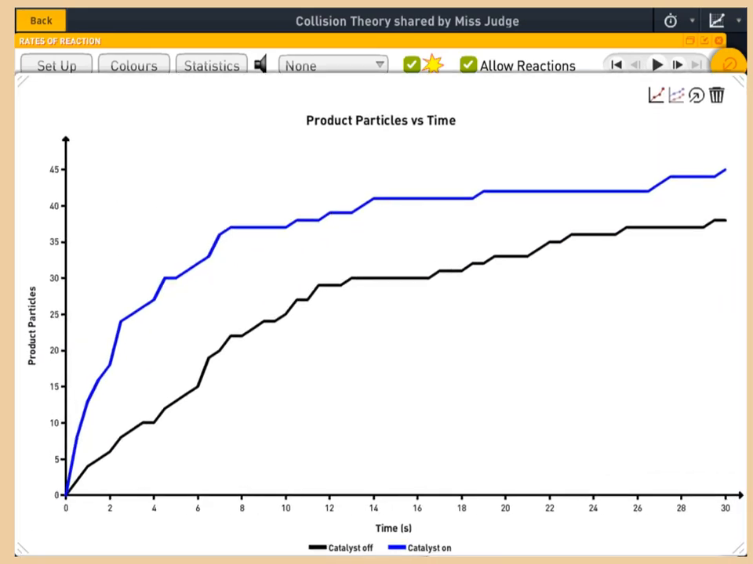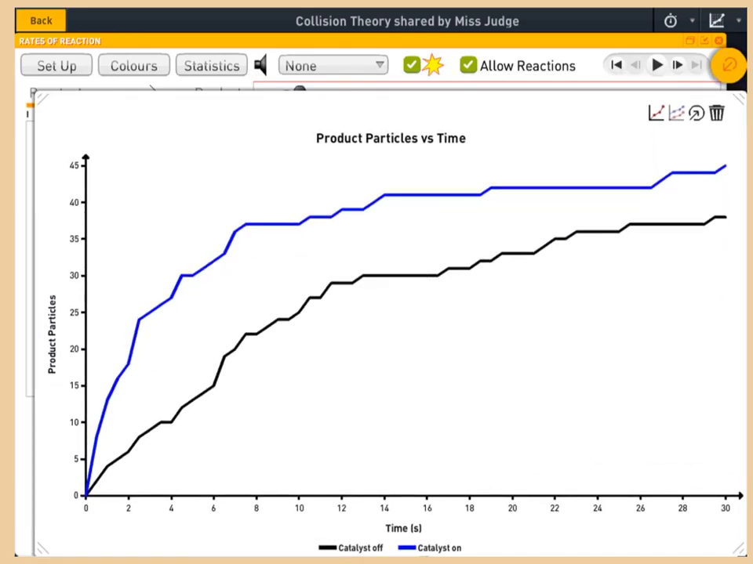Okay, now 30 seconds wasn't long enough to get that reaction to end, so eventually, because you started with the same amount of reactant both times, you would end up with them both ending at the same level, the same amount of product particles. So just to summarise what we've seen in the little simulation, this graph represents a reaction without a catalyst, and this one represents the same reaction but with a catalyst. We can see a steeper line here, so this is a faster rate of reaction. This is more shallow, so this is a slower rate of reaction. And the catalyst used here has increased the rate of the reaction by providing an alternative route with a lower activation energy.